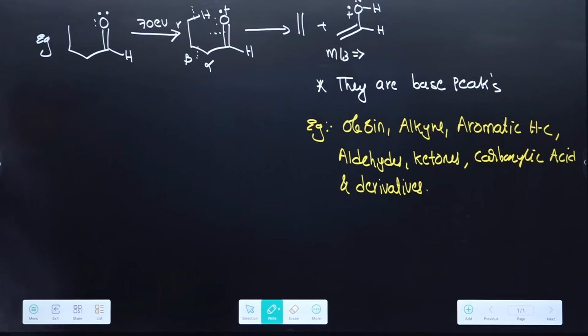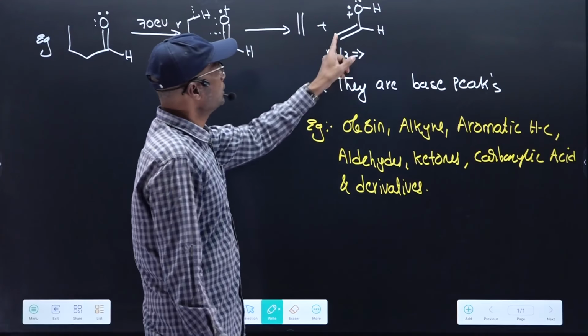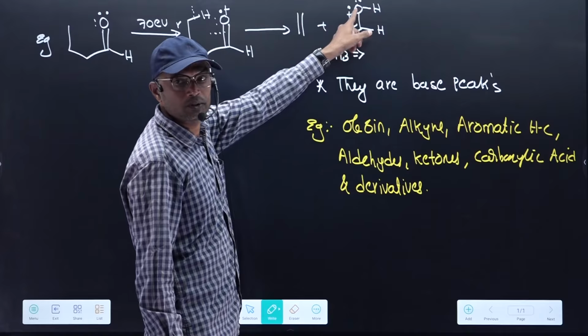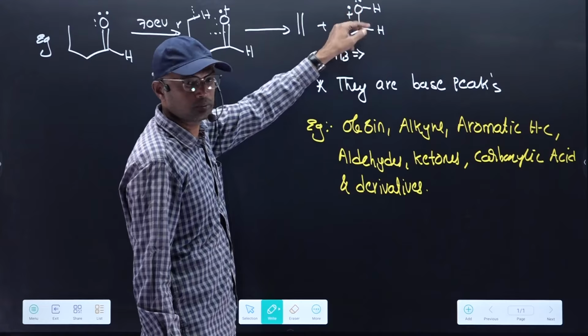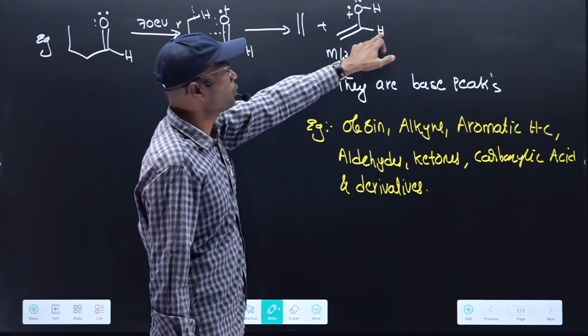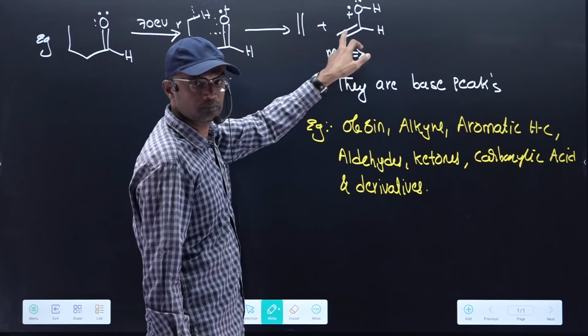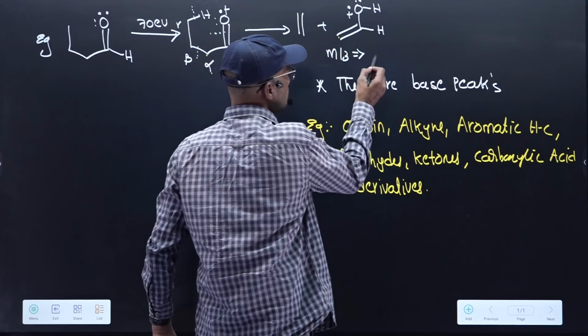You should be very fast. 1, 2, 3, 36. 36 plus 4, every oxygen 4, not 2. Every nitrogen 2. 36 plus 4, 40. 42. And here 2 more hydrogens. Here this carbon carries 2 hydrogens. So the m/z value is 44.